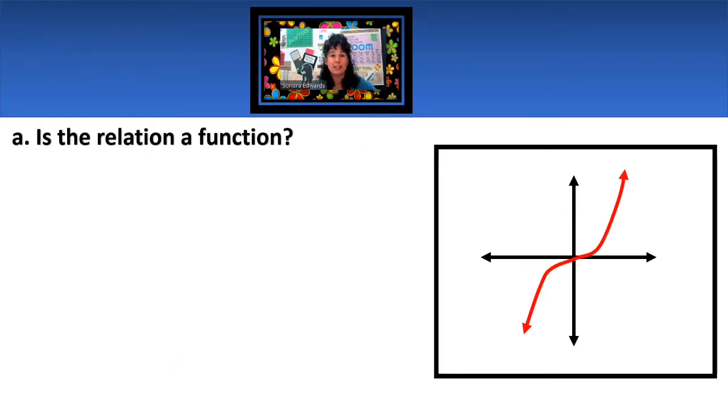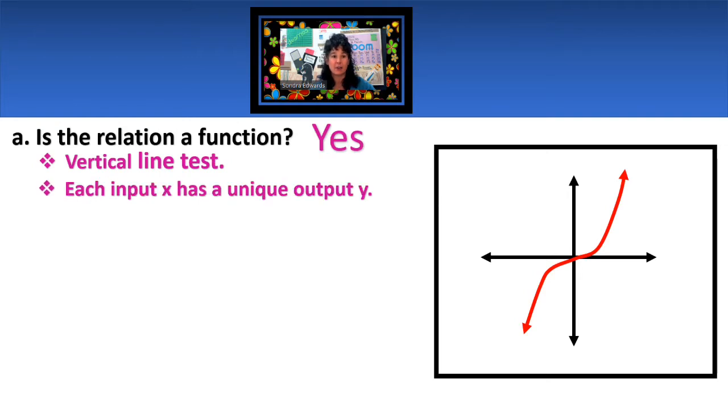Let's look at one more example before we move on. Is this relation a function? Performing the vertical line test, we are only in contact with one point at a time, so yes. Looking at it a different way, each input x has a unique y. That's true.